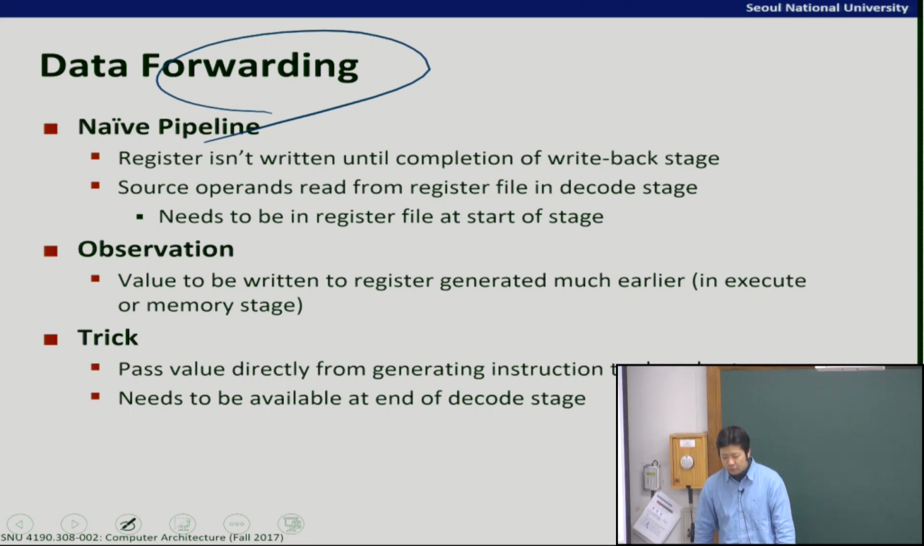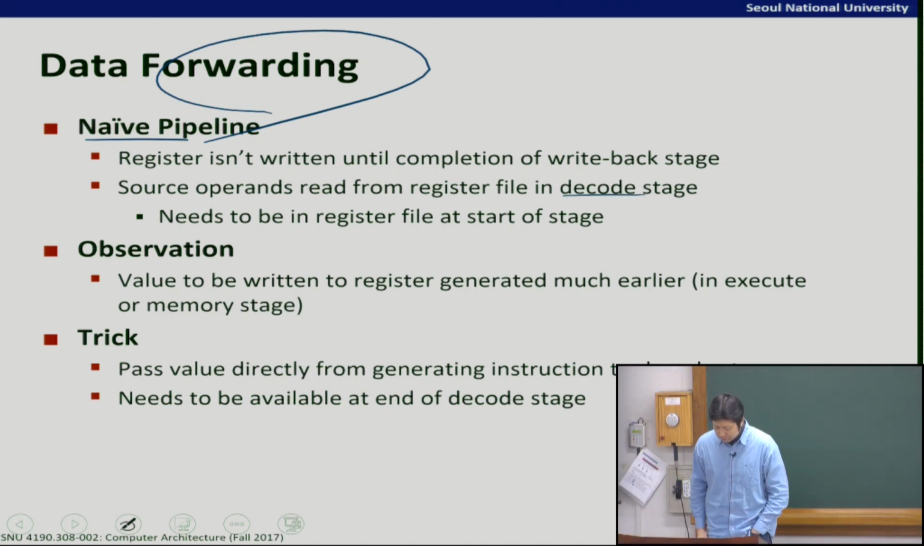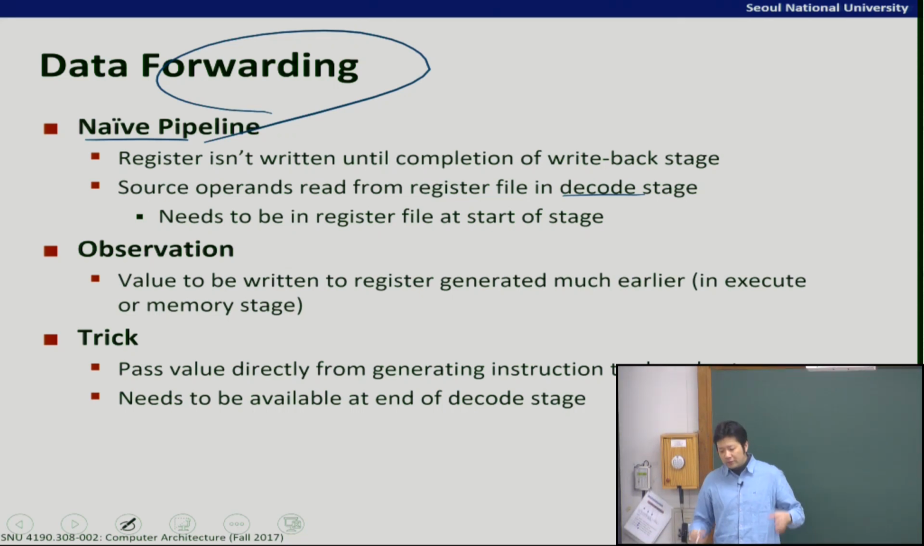So let's see how forwarding solves the problem. In the naive pipeline, the pipeline we have covered so far, the register is not written back until completion of the write back stage. Any instruction needs to go to the W stage to update the register. And the source operands are read from the register file in the decode stage. It's fixed, we can't really change it. So if you want to read the correct value, then that value needs to be available at the beginning of the decode stage. That's the constraint we had. But can we overcome this constraint?